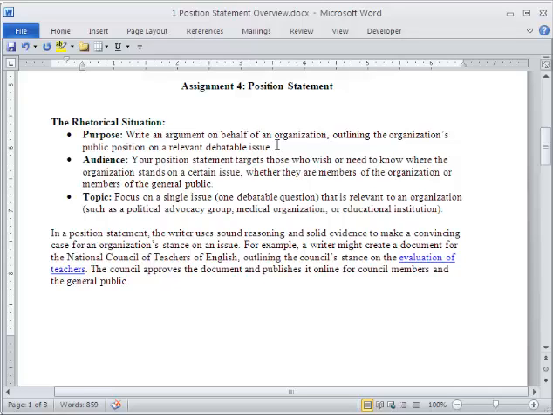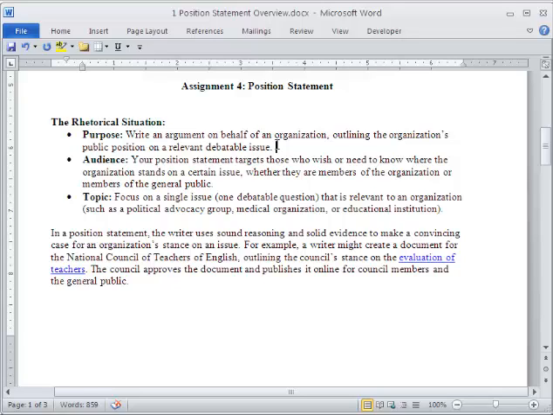So for example, a national organization of parents of autistic children might have a position statement outlining where they stand on the whole controversy of vaccinations, whether vaccinations have some factor in causing autism or not. So the organization can lay it out. Here's where we stand, and here's where the members of our organization stand, and here's what we think is the best answer to that question about vaccinations. Of course, another organization might have a different opinion about vaccinations, and so their position statement would present a different viewpoint.